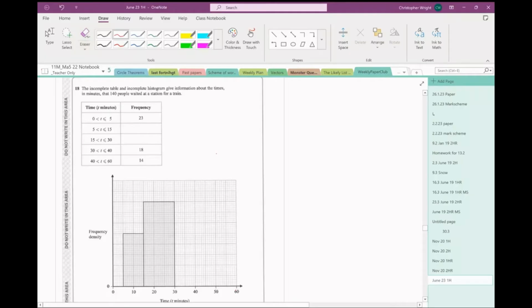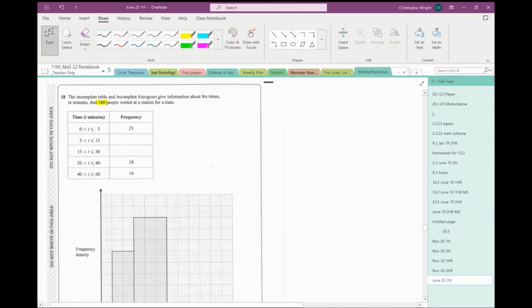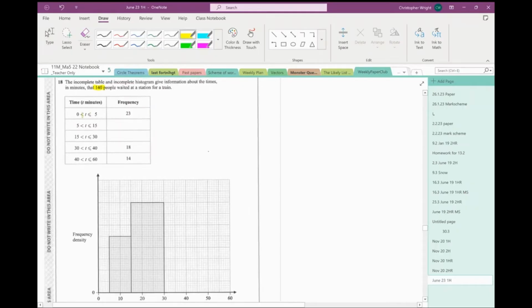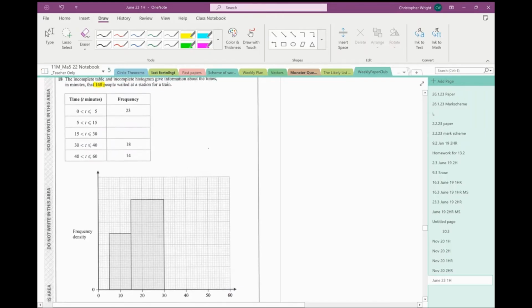The incomplete table and incomplete histogram give information about the times in minutes that 140 people waited at a station. So I've got some people who waited between 0 and 5 minutes, 23 people. Their bar isn't shown. Those who waited 5 to 15 minutes, here they are. 15 to 30, here they are. Meanwhile, I know how many waited between 30 and 40, but I've got no entry on the histogram. And similarly, 40 to 60, I've got no entry on the histogram.